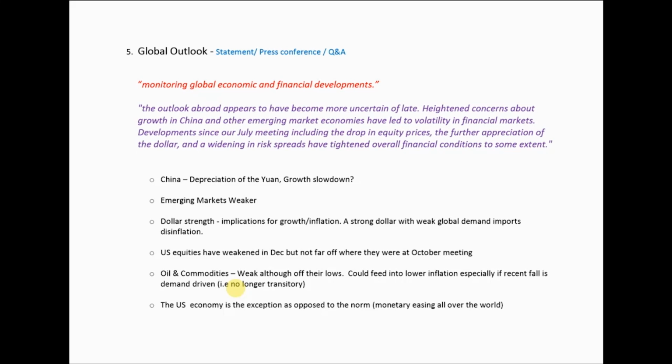Will that prevent them? No, it won't. But obviously, with the global easing all over the world, it might lead to them being cautious about further rate hikes, and the pace at which they do things going forward.